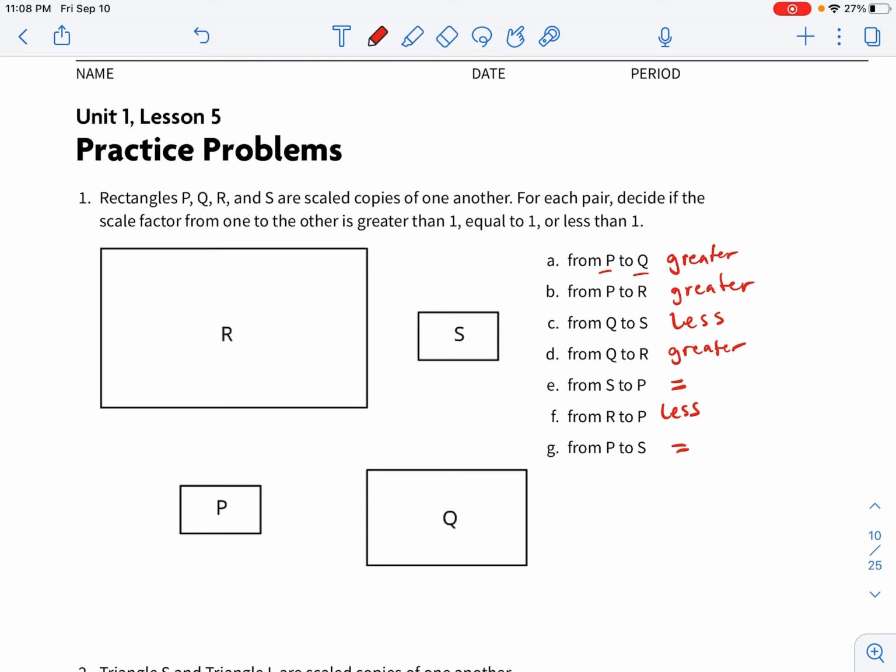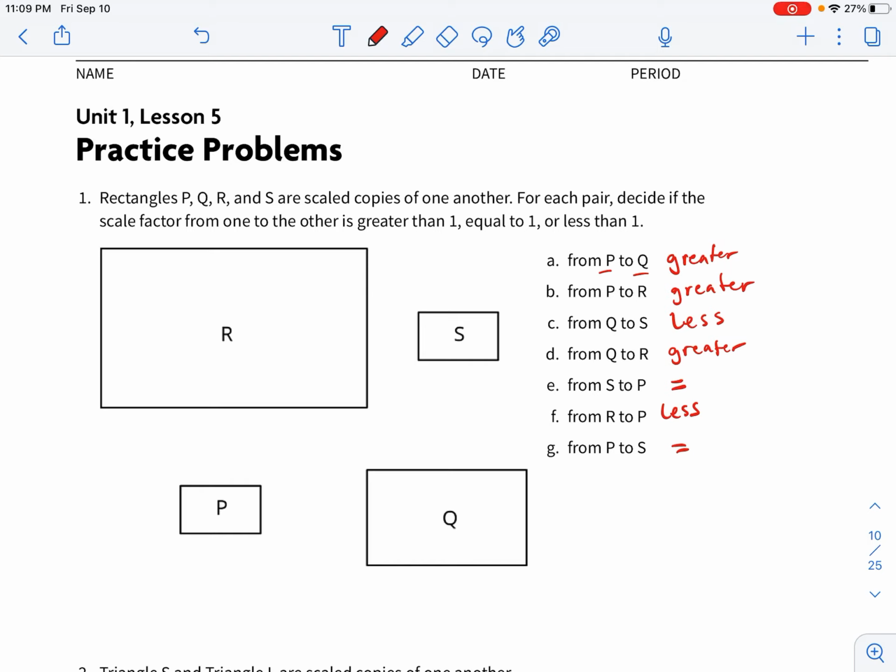So pretty much anytime you go from a smaller to a larger size, you have to increase that size, and in order to do that, your scale has to be larger than 1. Because anything times 1 is itself, so anything larger than 1 gets bigger, anything multiplied by something smaller than 1 gets smaller. Okay, so P to Q, as you can see, Q is bigger than P, therefore it had to be greater. Same with P to R is bigger, so it had to be greater.